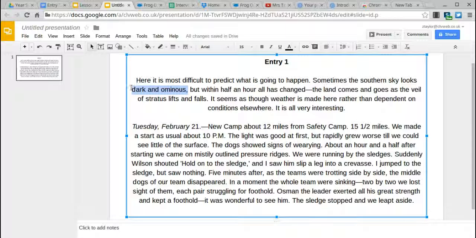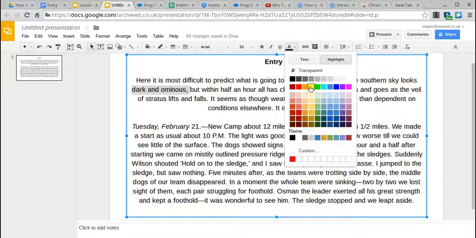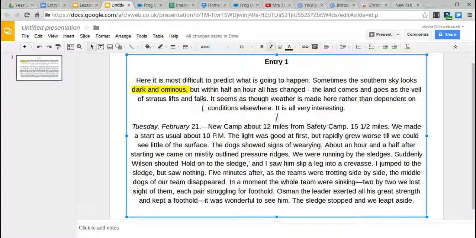Now look at some of the descriptive language that he uses. For example, the southern sky looks dark and ominous. You'll notice that what Scott does is he starts to weave in all this descriptive language in amongst language that's designed to give facts to the reader. Because what he was trying to do was to make it descriptive and interesting, but he also needed to get across a lot of the facts as well, because what he was doing was a fact-finding mission. You know, he was essentially bringing back information from where he was going, but it was also entertaining.